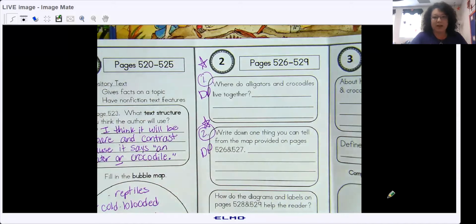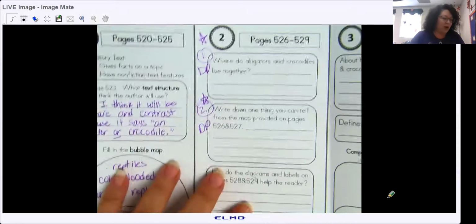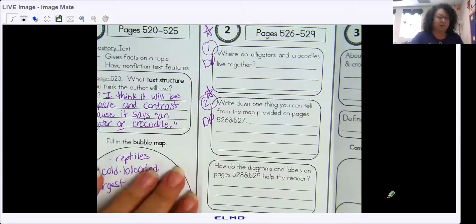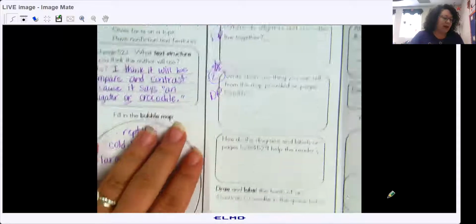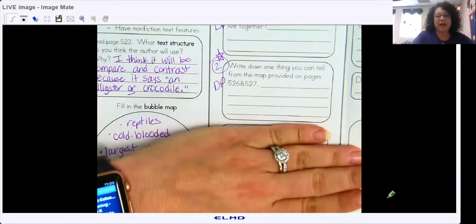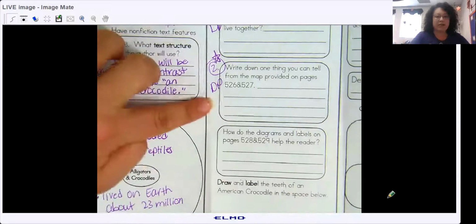Where do alligators and crocodiles live together? They live, blah, type it in. Write down one thing you can tell from the map provided on pages 526 and 527. So what's one thing that the map tells you on those 2 pages? Okay. Complete sentences. How do the diagrams and labels on page 528 and 529 help the reader? How do the diagram and labels help you? What does it help you understand? Okay. You don't need a discussion post for that unless you want to, just for 1 and 2.